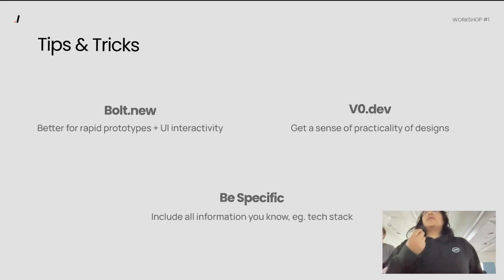So some tips and tricks for designers. Bolt.new is better for rapid prototypes and UI interactivity, but v0.dev is better for the practicality of your designs. And then in general, just be specific, include everything you know. If you know what tech stack you're gonna be working with, try to include that in your prompt. Tell them to use Tailwind, tell them to use the Shadcn components. The more specific you are, the better it'll turn out.